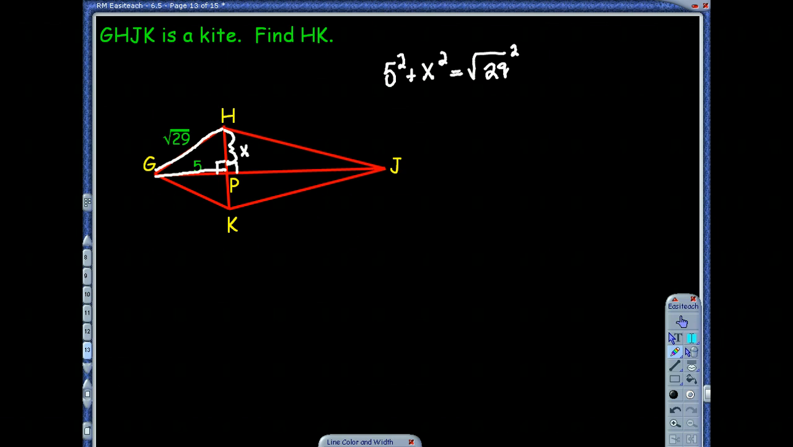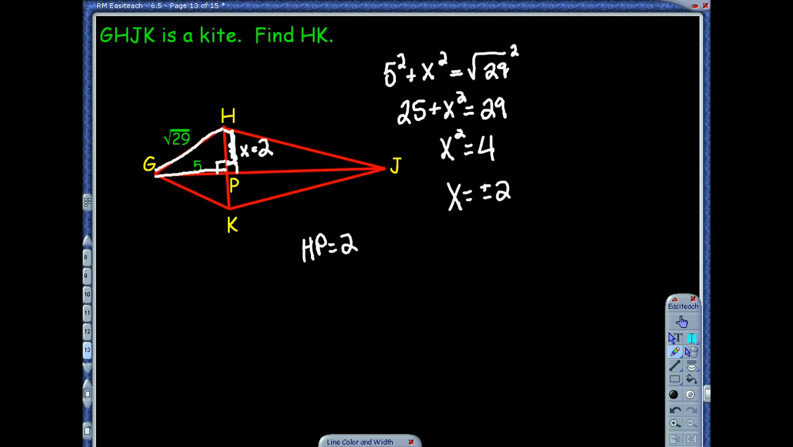All right, so that's 25 plus x squared is equal to 29. The square root of 29 squared is just 29. Right. So I get x squared is equal to 4. So x is technically plus or minus 2. But since we're dealing with lengths, we're only going to deal with the positive amount. Okay, so we know that this right here is 2. So HP is 2.